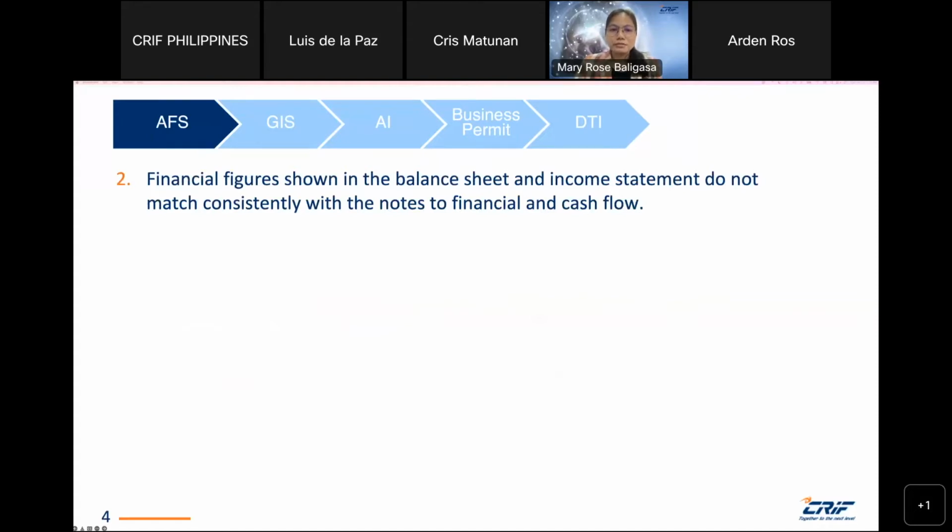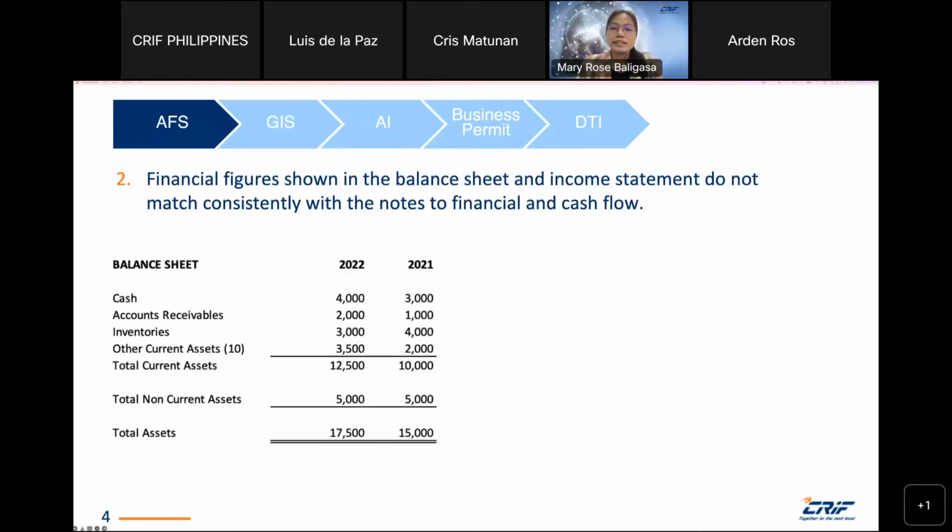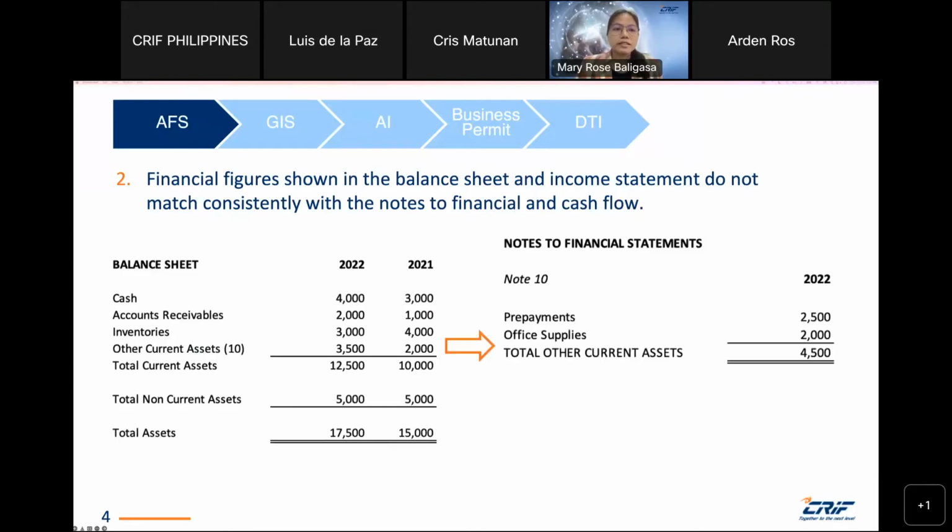Number 2, financial figures shown in the balance sheet and income statement do not match consistently with the notes to financials and cash flow. The balance sheet only shows aggregated values. Sometimes when we need to dig deeper into the amounts on the balance sheet, we look at the notes to financial statements as well as the cash flow.